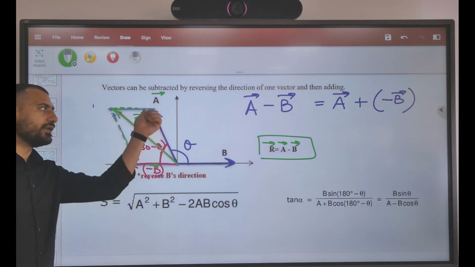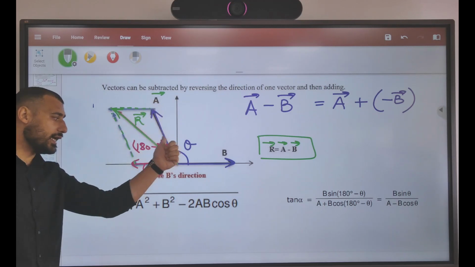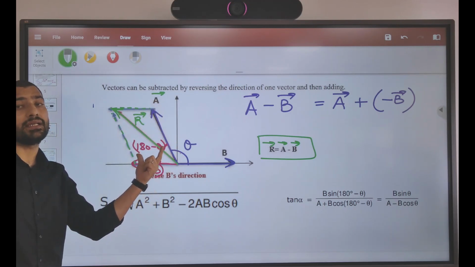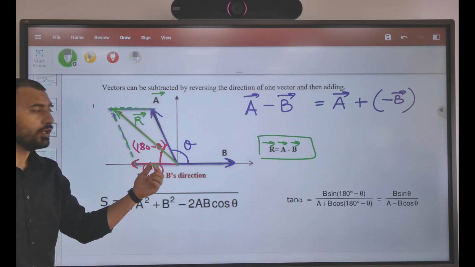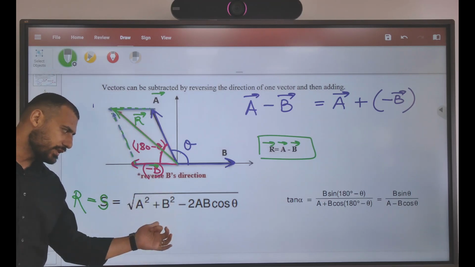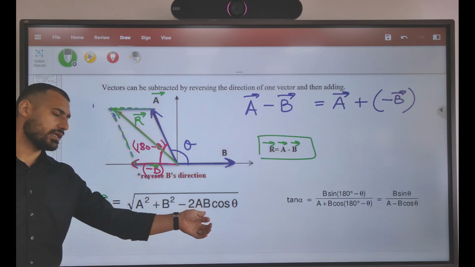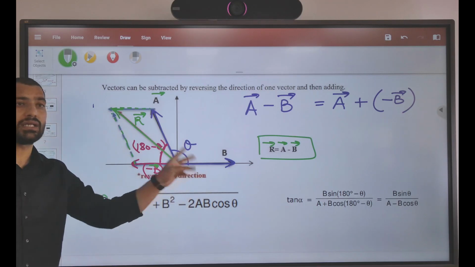The angle between a and b was theta. But the angle between a and negative b is not theta, it is how much? 180 minus theta. So the formula gets changed a little bit. The formula for the subtraction: the magnitude r will be given by square root of a square plus b square, but subtract twice ab cosine of the original angle that was given.